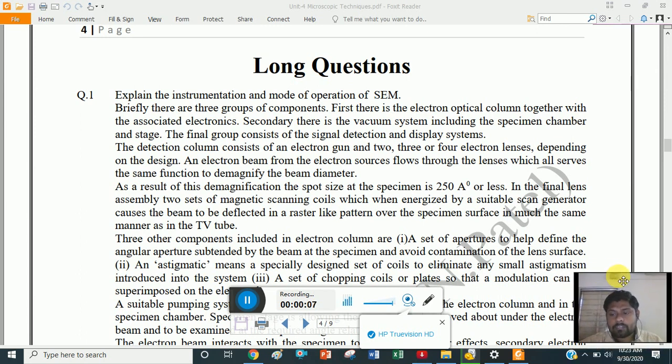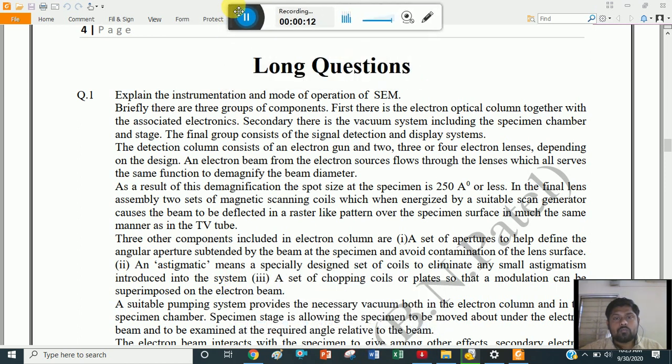In today's lecture, I am going to discuss with you part 2 of unit number 4, microscopic technique, that is the long question portion. As I discussed earlier in the last lecture, part 1 of the short questions, I gave you the names of some techniques: scanning electron microscopy, SEM; scanning tunneling microscopy, STM; AFM, atomic force microscopic technique; and the electron probe microscopic technique. One more is transmission electron microscopy, TEM.